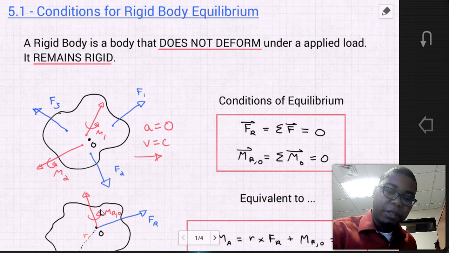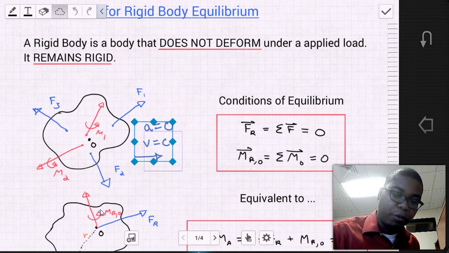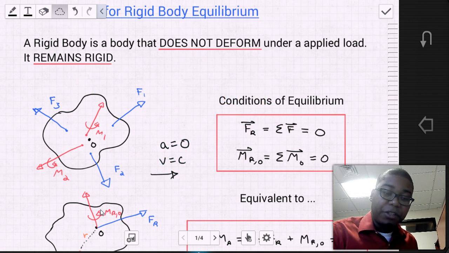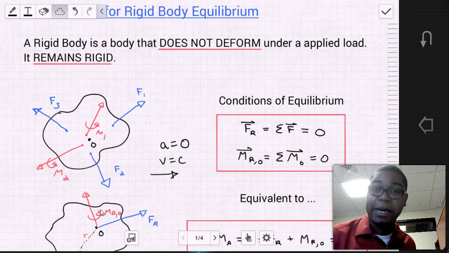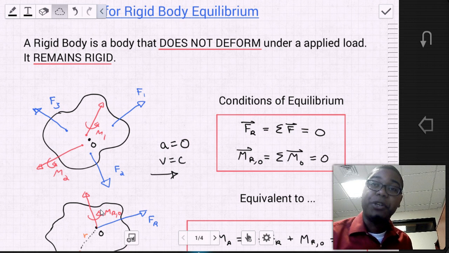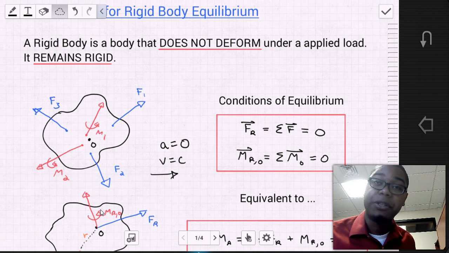So, say we're given some arbitrary geometry. It has a number of force vectors that are coming out of its body. It also has a number of couple moments that are applied to it. And there's some point O of interest at which we want to find equilibrium. And it has an acceleration equal to 0, and a velocity equal to a constant.